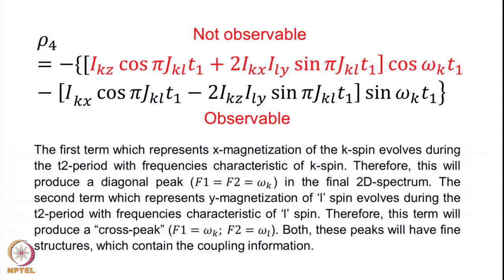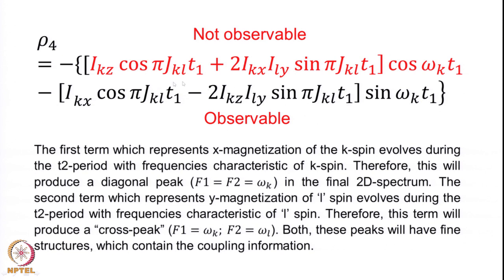Now, what are we doing at the end of the t1 period? We are applying a 90 degree pulse again. Here we notice that after we apply the 90 degree pulse, these terms will get transformed in a particular manner. We get here at rho 4, the first bracket gives me I_kz cosine pi J_kl t1, because I apply a 90x pulse, this was ky here and ky goes to kz, and here it was kx lz, lz goes to ly, therefore I get here 2 I_kx I_ly sine pi J_kl t1 and cosine omega_k t1. The second term remains like this, the kx is not affected. So, it remains as I_kx cosine pi J_kl t1, but here you see there is a change. So, I get here minus 2 I_kz I_ly sine pi J_kl t1 sine omega_k t1.